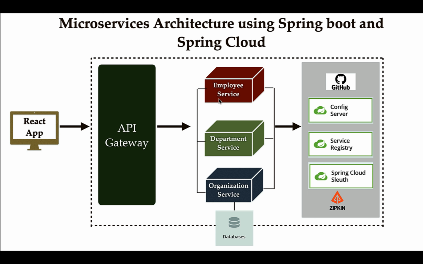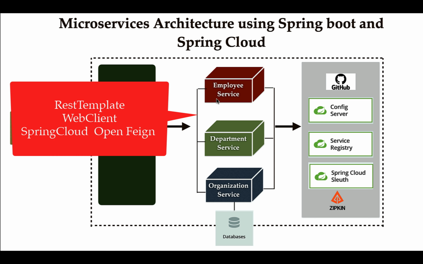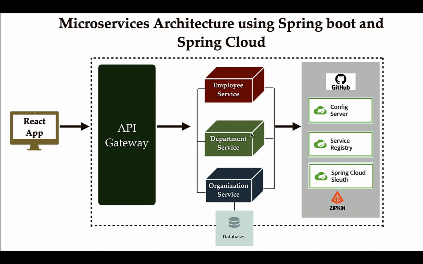Well, we are going to use different ways to make a REST API call from one microservice to another microservice. For example, we will use RestTemplate, we will use WebClient, we will use the Spring Cloud provided OpenFeign library. Well, once we know how microservices communicate with each other, next we are going to implement the service registry and discovery pattern in our microservices project.